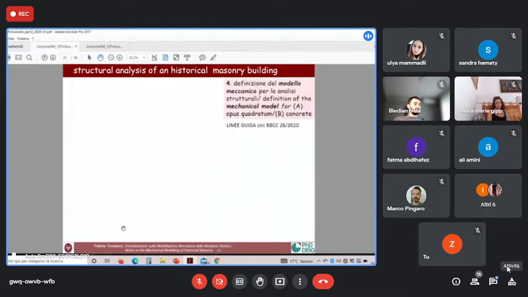Concerning the definition of the mechanical model, we can grossly distinguish between the mechanical models for opus quadratum, that is for block masonry, or masonries that can be reconducted to block masonries, or the case of concrete masonry, cementitious continuous masonry. So the first one, you can also name discontinuous masonries made of blocks, and the other one, continuous masonry.